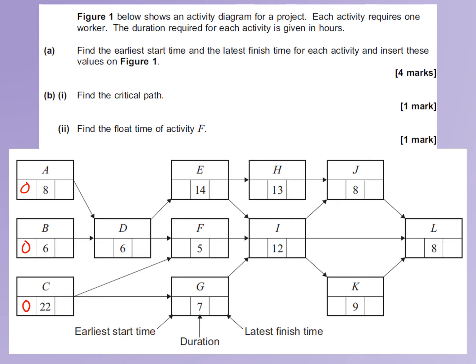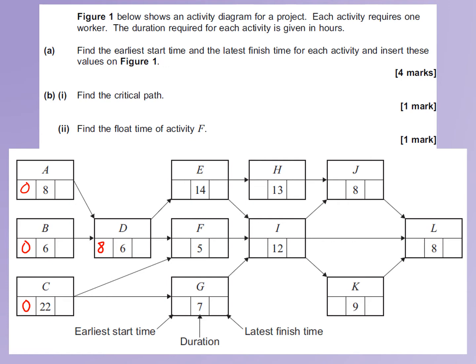So let's look at D. D is preceded by A and B. We can see that if we take A, 0 plus 8 gives us 8, 0 plus 6 for B gives us 6. We're going to take the largest of those two and give D an earliest start time of 8. I'm going to continue in this manner.